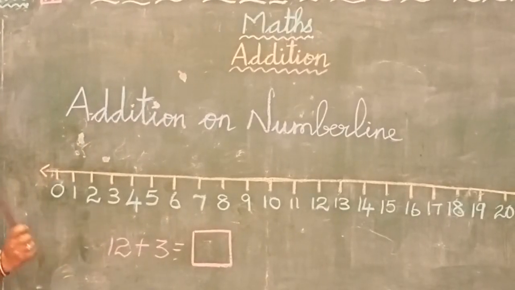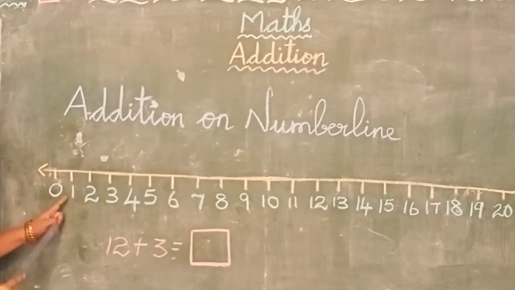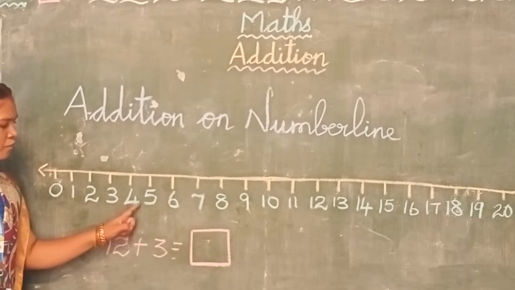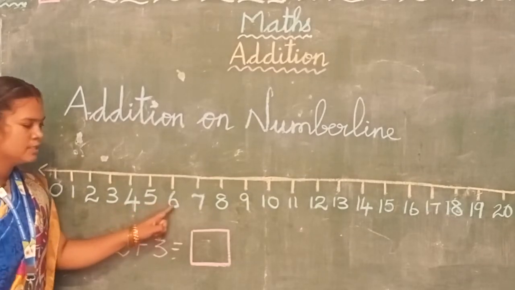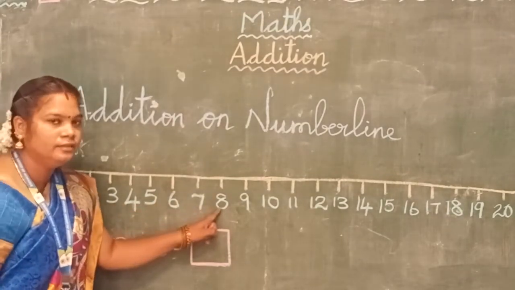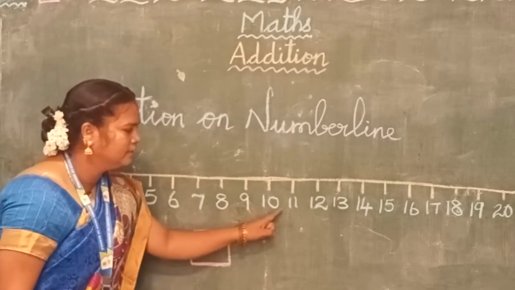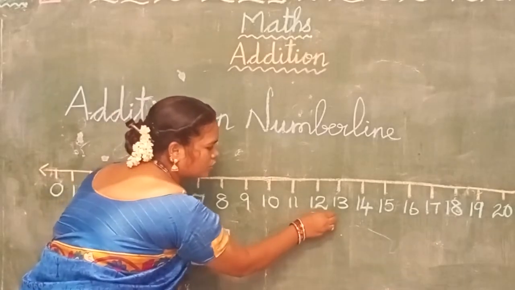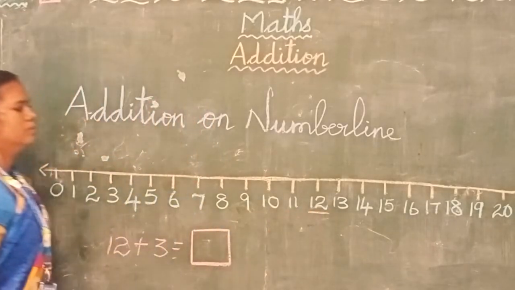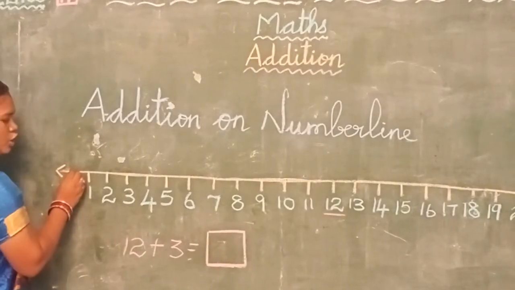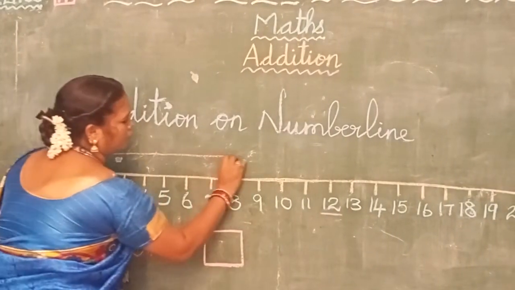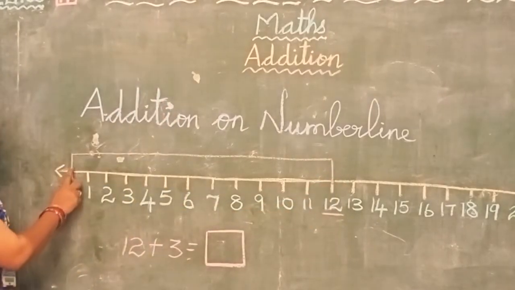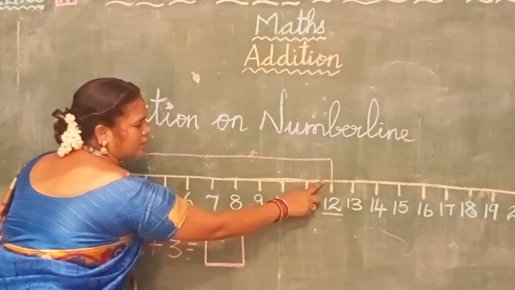Next, 12. You mark the 12. 0, 1, 2, 3, 4, 5, 6, 7, 8, 9, 10, 11, 12. You underline the 12, and 0 to 12 put the box. 0 to 12 you put the box, children.